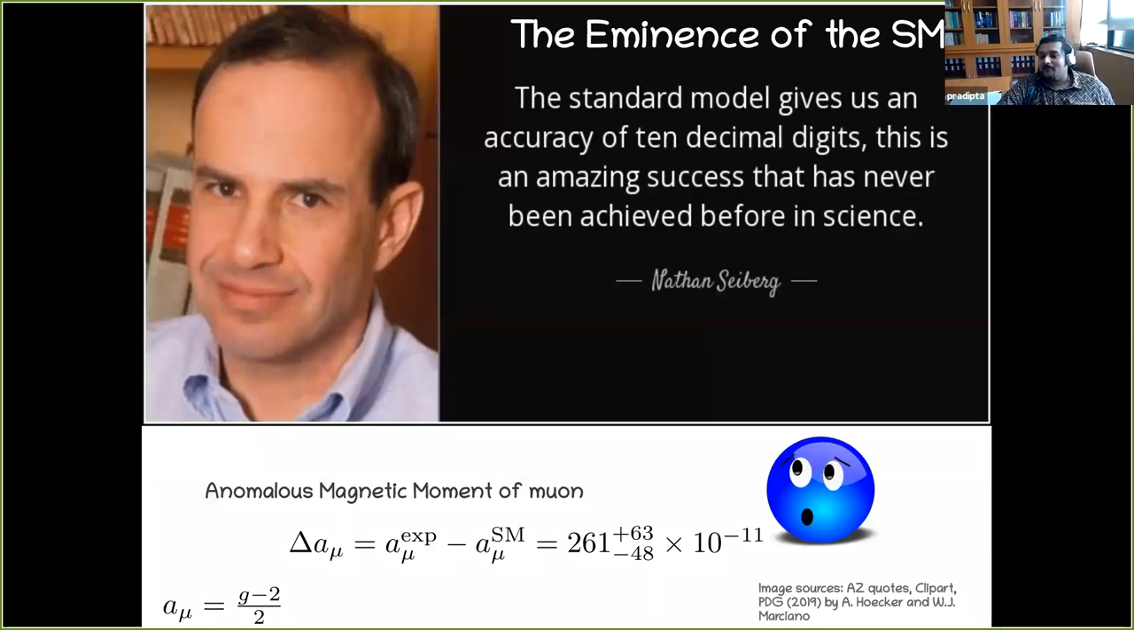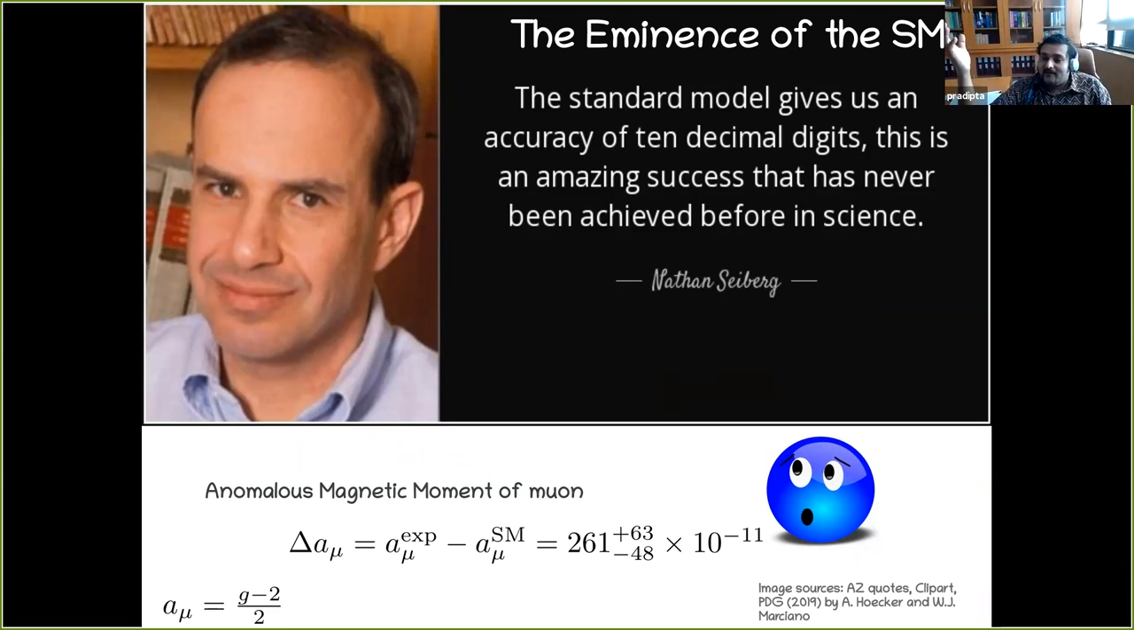Okay, so before we start answering this question, why do we need physics beyond the standard model, first of all, it is absolutely necessary to pay some attention to the great success of the standard model. So following this great scientist, Seibert, you can see that the standard model is a theory which is extremely, or exorbitantly, successful in explaining the elementary particle interaction. And what is the level of its success?